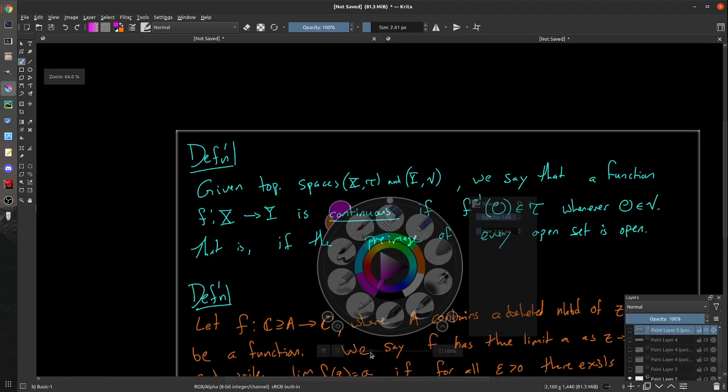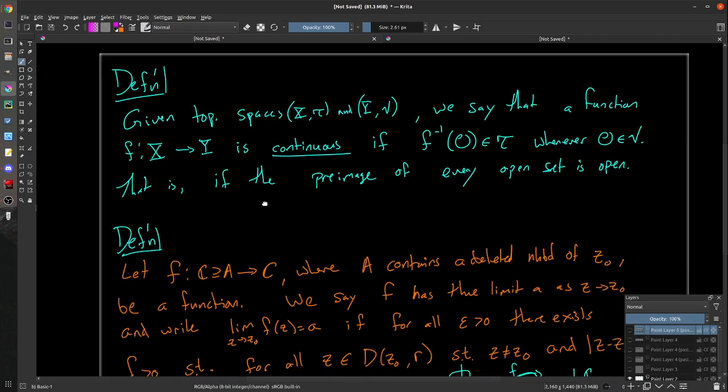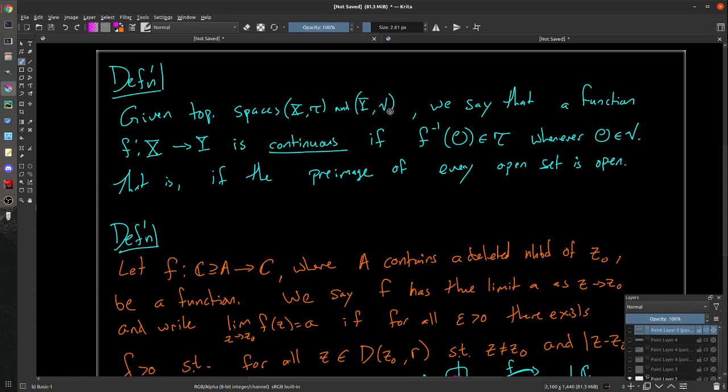Given topological spaces (X, τ) and (Y, ν), we say that a function f from X to Y is continuous if the pre-image of any open set is open. So the pre-image of O is in τ whenever O is in ν. We took this as the definition. Proposition 1.49 says that the following are equivalent.